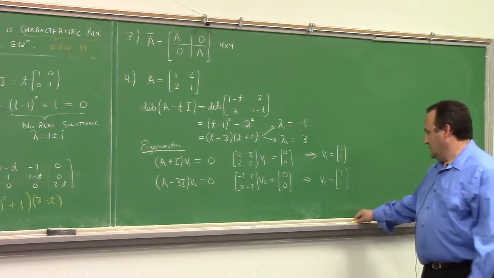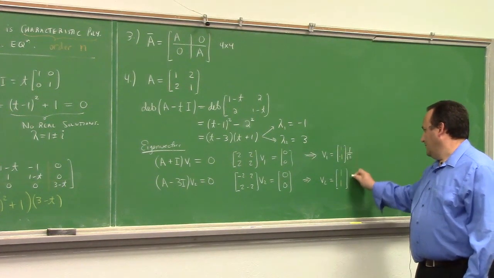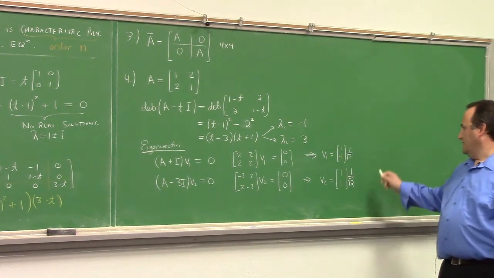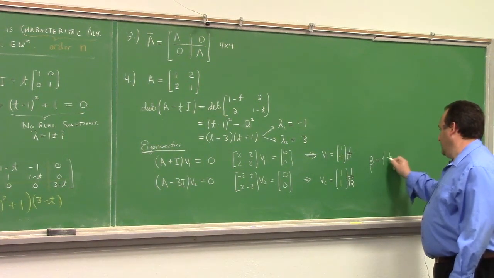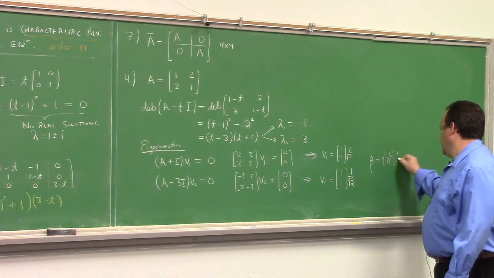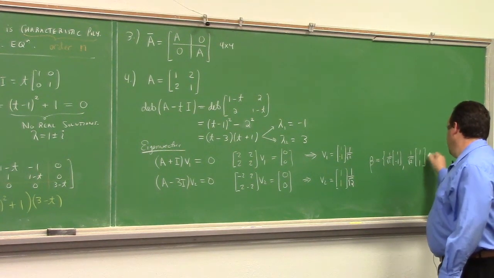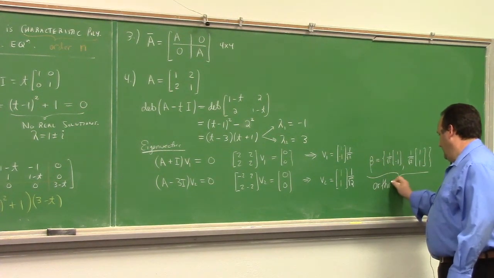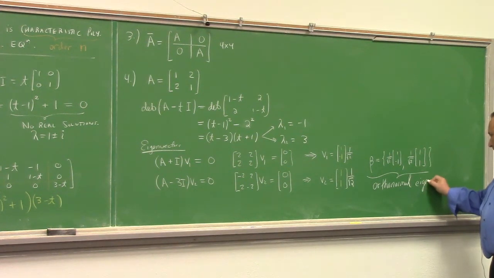Now, to be a good citizen of the mathematical world, divide by the square root of 2. Divide by the square root of 2. Because then we have the basis beta: 1 over root 2 times (1, minus 1), 1 over root 2 times (1, 1). This is what's called an orthonormal eigenbasis for A.